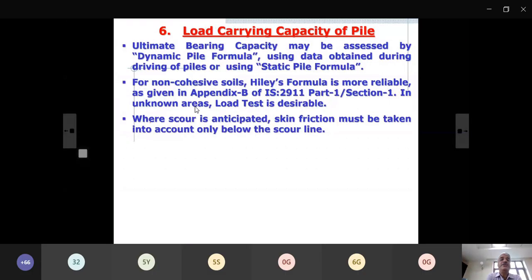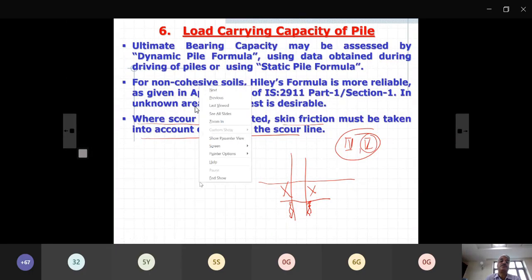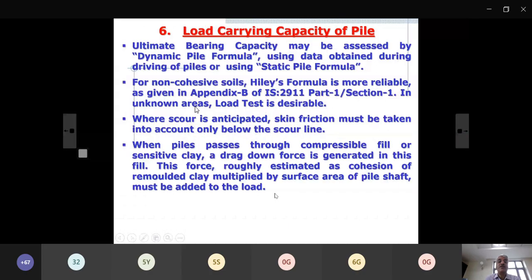And wherever scour is anticipated, skin friction must be taken into account only below the scour line. Naturally, as I have told you, if this is your pile and you are expecting scour up to here, then you should not take friction into account. Below this only you must take it. Even there, in zones 4 and 5, our code says, and most codes say, you have to check for liquefaction also, depending on the type of soil. And if your soil is likely to get liquefied, then you don't even take this skin friction into account.